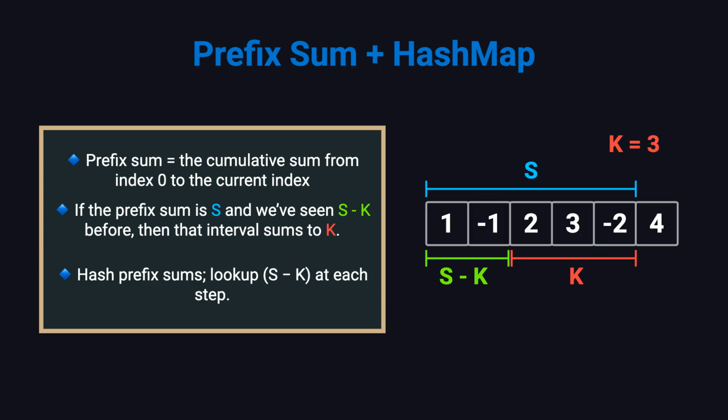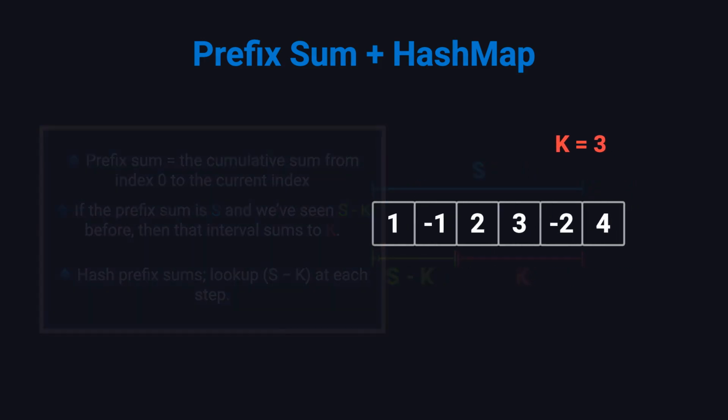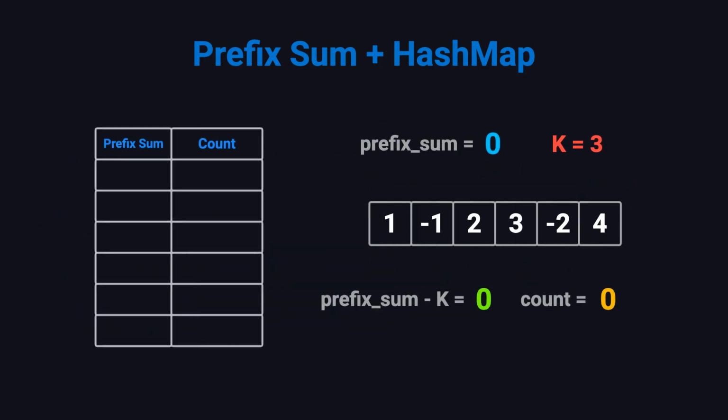So, as we iterate through the array, we keep a hash map that stores how many times each prefix sum has appeared. Every time we reach a new position, we check how many prefix sums equal to s minus k we've seen so far. That number is exactly the number of subarrays ending here that have a sum equal to k. Let's walk through the example to see how this works.